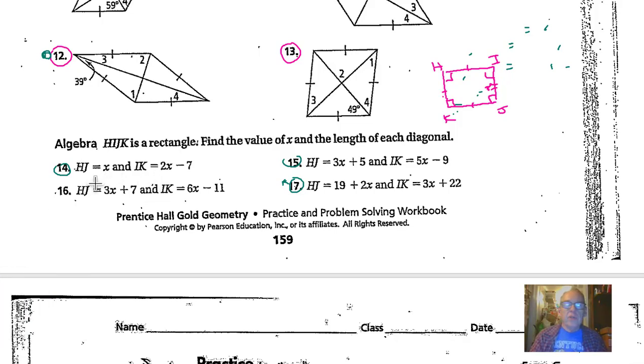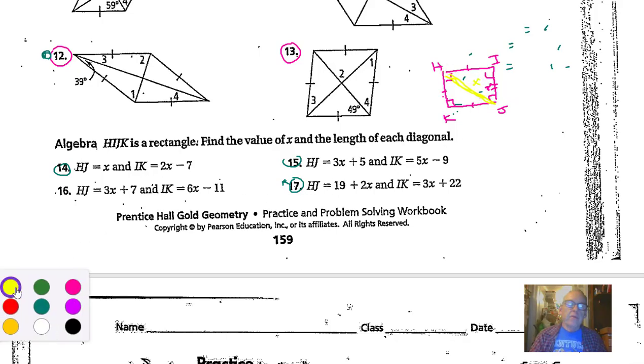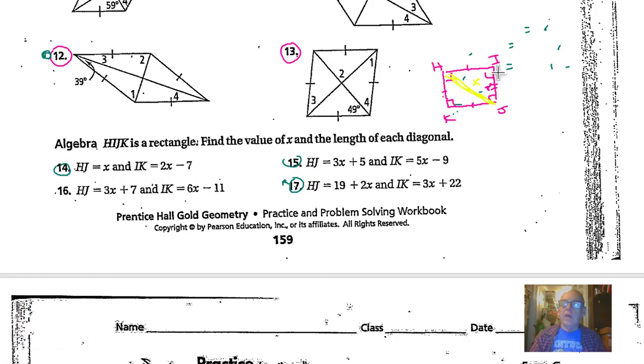Now on this one, there's an HJ, which is this diagonal here, is equal to x. And the other diagonal, they're telling us, is IK, which is this one through here, is 2x plus 7. Or 2x minus 7. And since this is a rectangle, the diagonals are congruent to each other. So we have 2x minus 7 has to equal x.